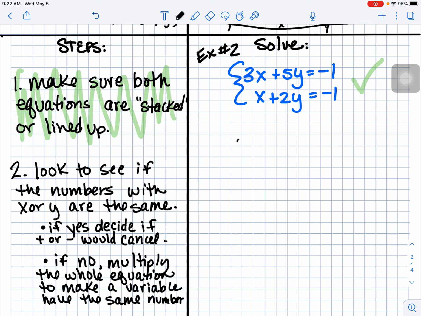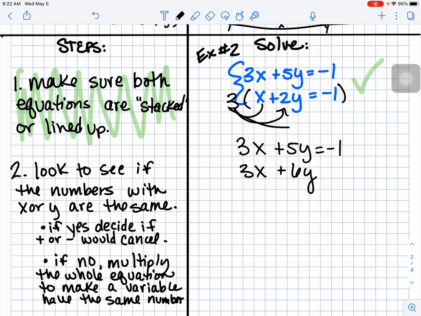So then the top equation stays the same, 3x plus 5y equals -1, but the bottom equation, I'm now going to multiply by 3. Everything in that equation. So 3 times x is going to give me 3x. 3 times 2y is going to give me 6y. And 3 times -1 is going to give me -3. So now both equations are stacked and the x's have the same number, so they're going to cancel.